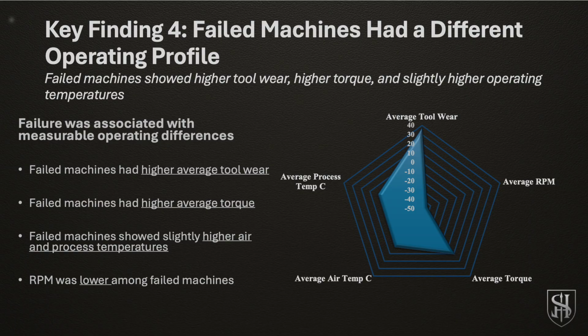From a management perspective, this finding supports the case for condition-based maintenance. Maintenance decisions should not rely only on fixed schedules. They should also consider measurable operating conditions, especially tool wear, torque, and temperature. The key takeaway from this slide is that failed machines had measurable operating differences. Those differences can help leadership identify warning signs before failure occurs.